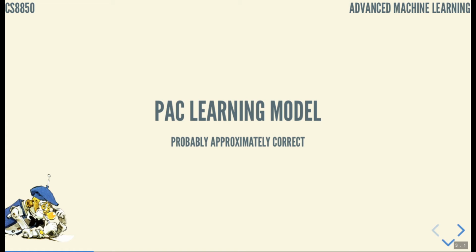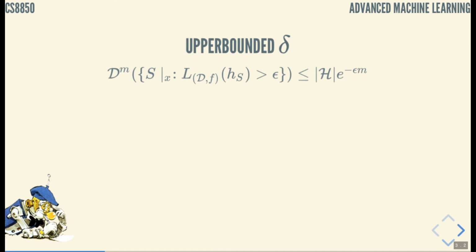Okay, I will give you my digested definition, or digested way: PAC learning, probably approximately correct learning. So, unbounded delta.